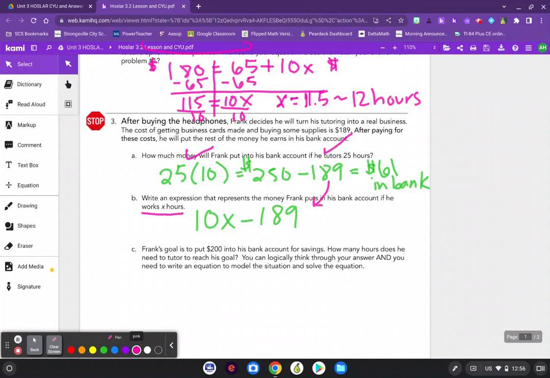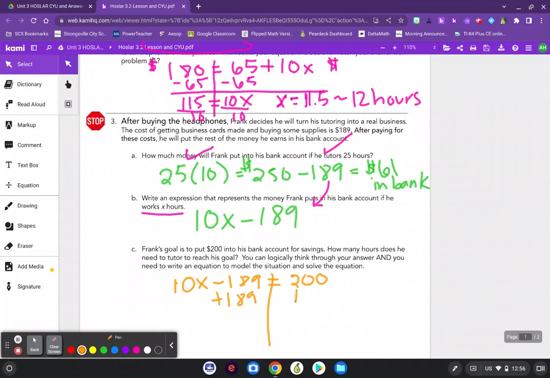Okay. Then it says Frank's goal is to put $200 into his bank account for savings. How many hours does he need to tutor to reach that goal? So you can logically think through this like we did in part 1, but I would also need to write an equation to match what's happening. Okay. And so again, I'm going to get $10 for every hour I tutor. I'm taking $189 and spending it on supplies. My hope is that when I'm done with that, I have $200 in my account, even after I've removed that $189. I'm going to go ahead and solve this equation.